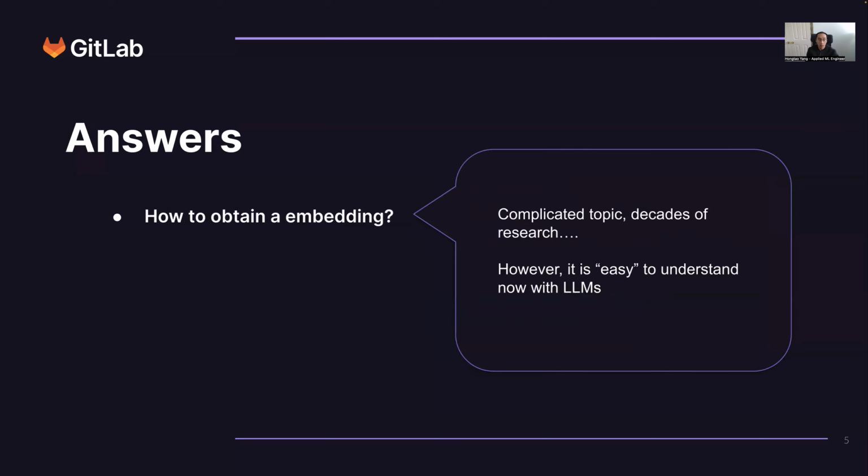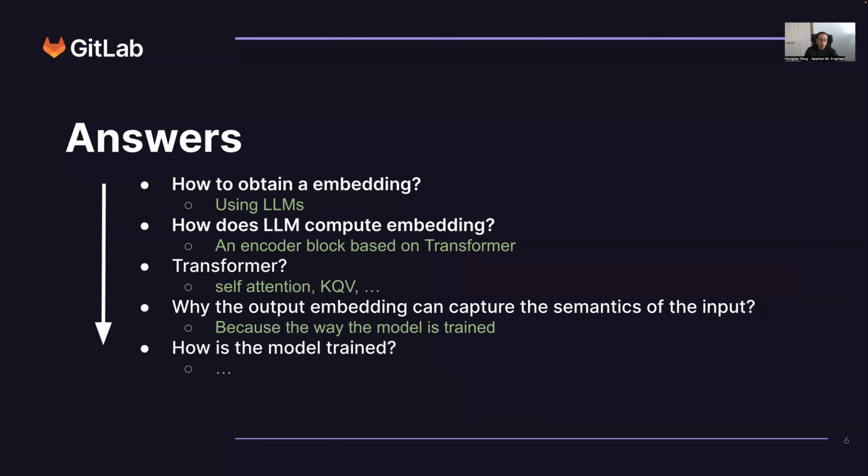So how can we obtain an embedding? It is a very complicated topic, and decades of research have gone into finding a good, comprehensive representation of the thing, like how do you embed. However, nowadays with large language models, it becomes easy, almost trivial to obtain an embedding because you can just call a model. But in this video, I'd like to dig a little deeper into how large language models can compute an embedding for you. We can ask a chain of questions.